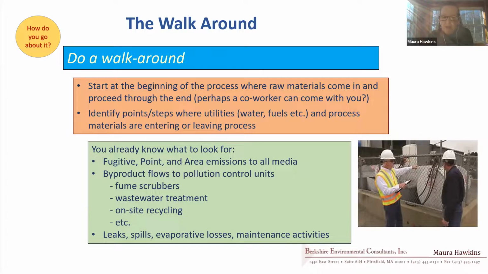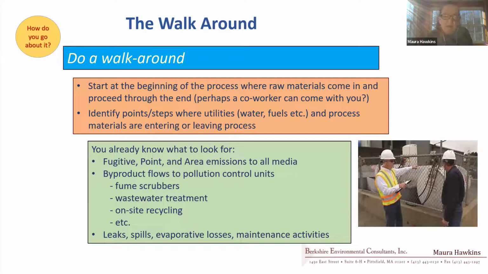You already know what to look for in general for byproduct and flow, but you're looking for fugitive point and area emissions to all media. I'm an air quality person from where I started, and that's my area of strength, but I'm always looking for fugitive points, point sources of emissions, any kind of a stack on the outside of a building. Well, where's that coming from? What is that venting? Or any kind of an area source of emissions that would not be a specific fugitive or point source. You're looking for byproduct flows to pollution control units.